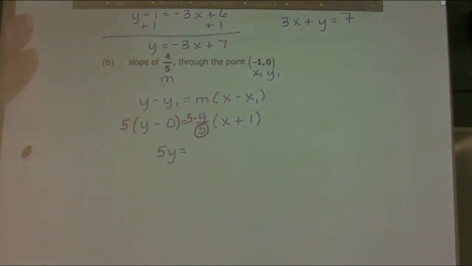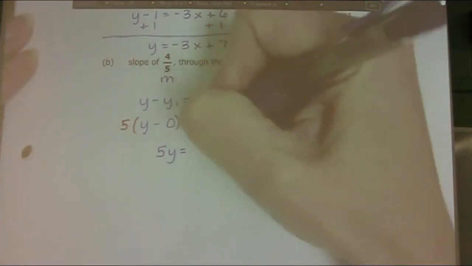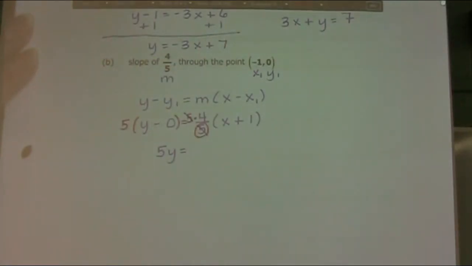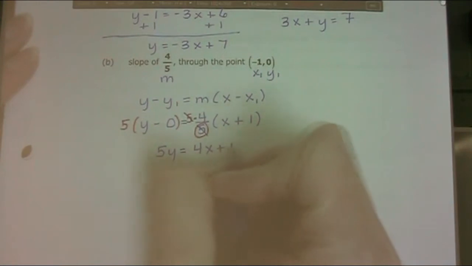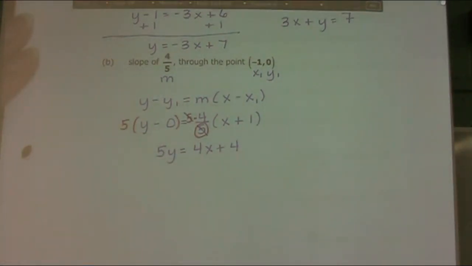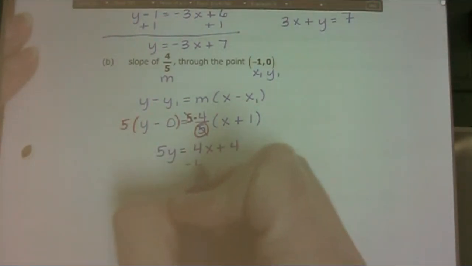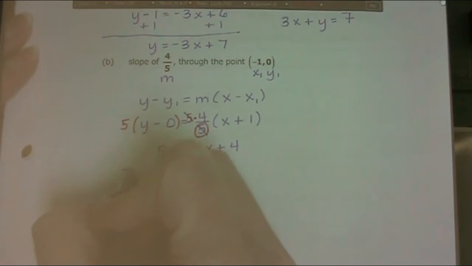On the right-hand side, these 5's cancel, and I'm just distributing the 4. So I have 4x plus 4. Now I'm going to put this in standard form, so I need my x's on the left, so subtract 4x on both sides.